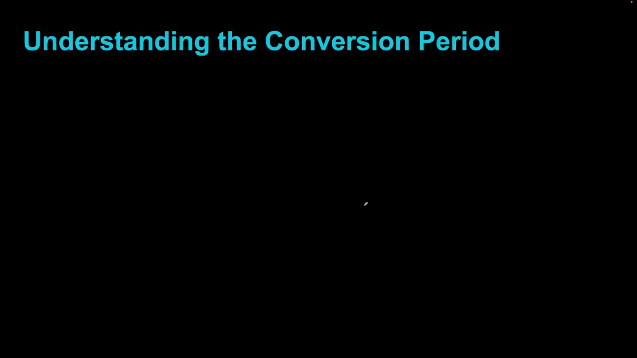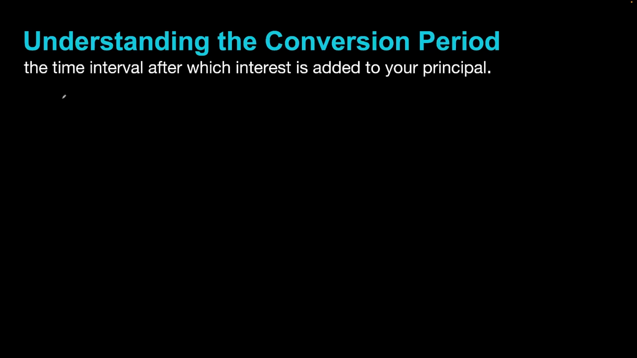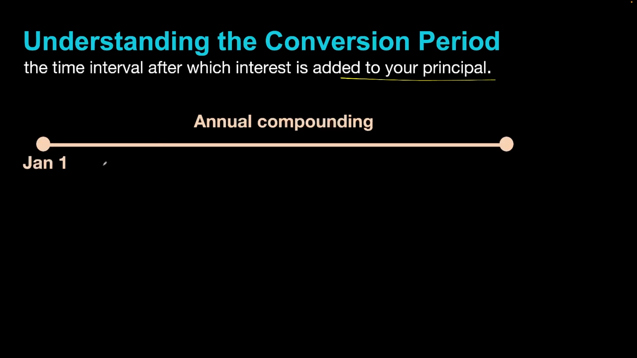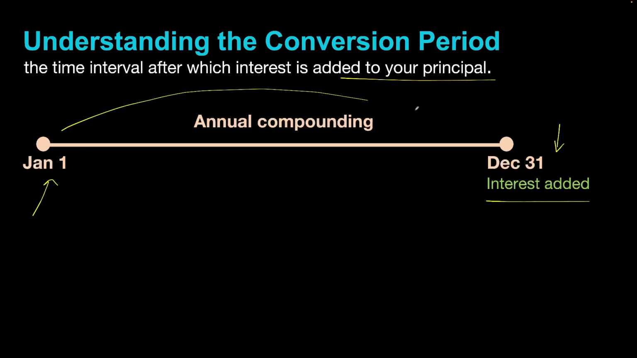So let's understand the conversion period. It is the time interval after which interest is added to your principal. For example, in annual compounding, when you first deposit the money in January, you get the money in December with interest. So it's only one conversion period. The overall number of conversions is just one. So you get interest added only once a year in a period of 1 year or 12 months.